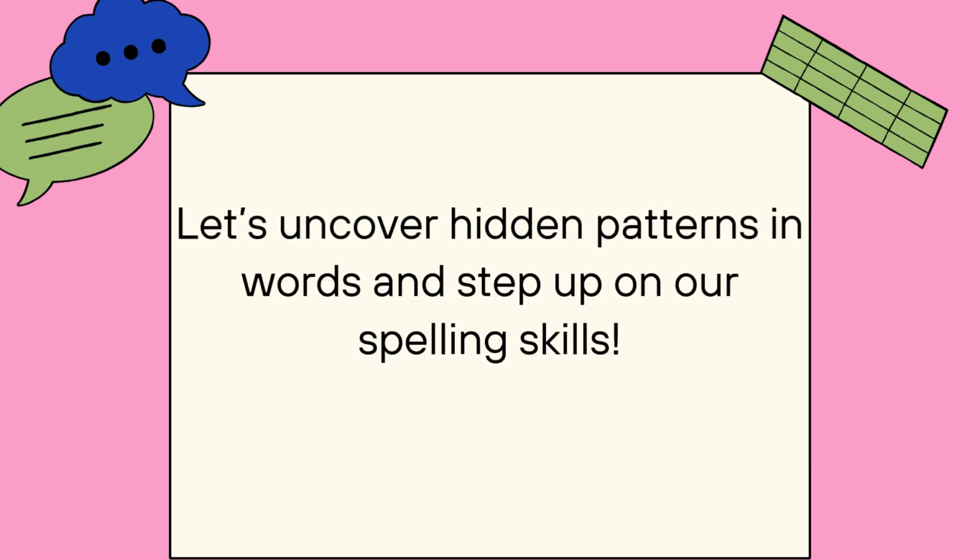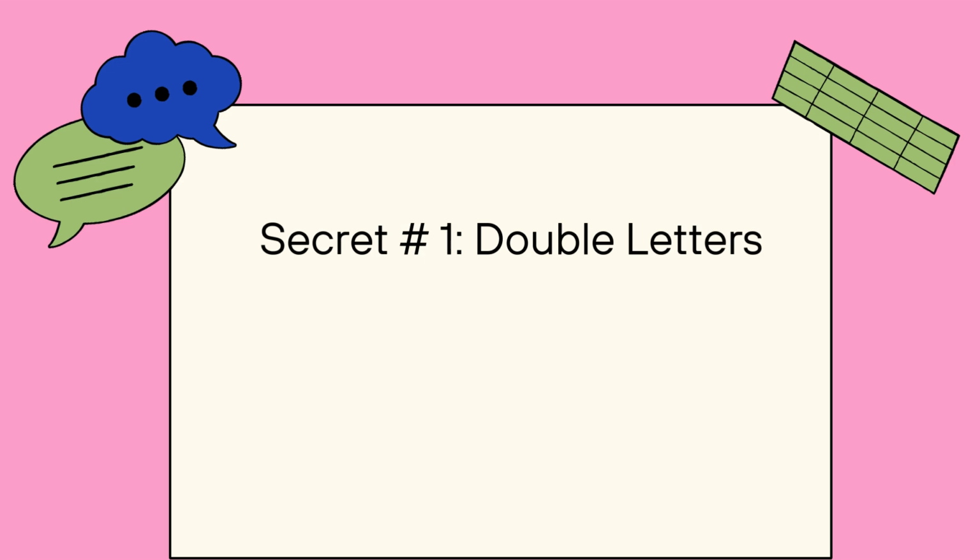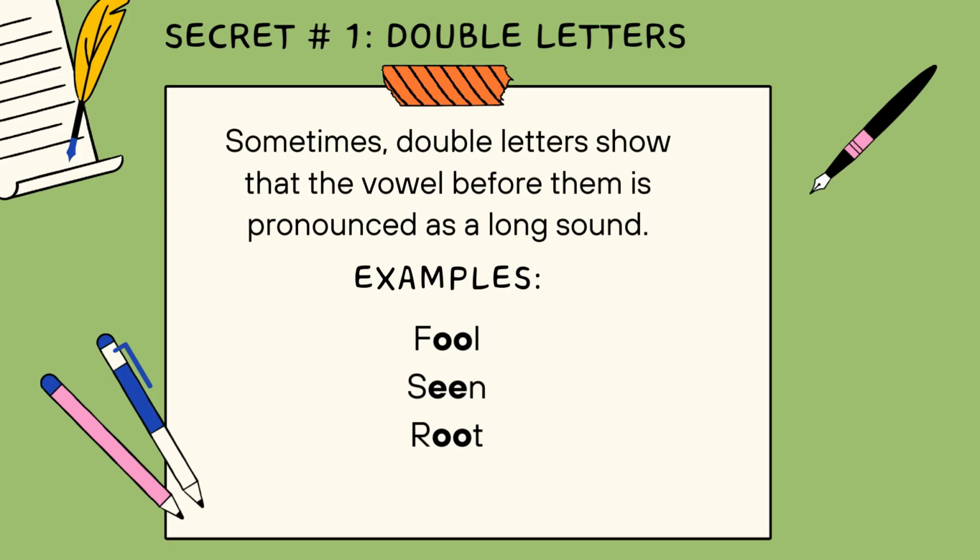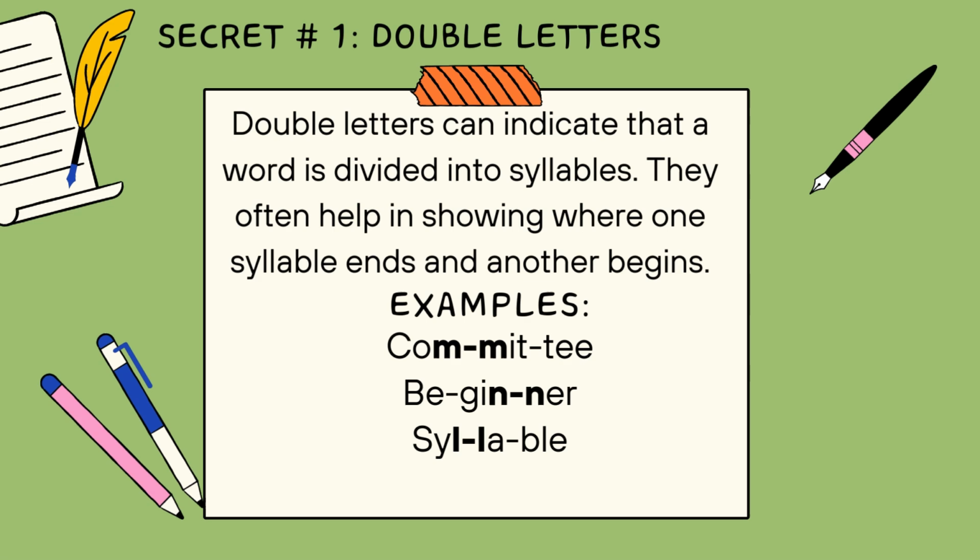Let's uncover hidden patterns in words and step up our spelling skills. Secret 1. Double letters. Sometimes double letters show that the vowel before them is pronounced as a long sound. Example: fool, seal, root. Double letters can indicate that a word is divided into syllables.